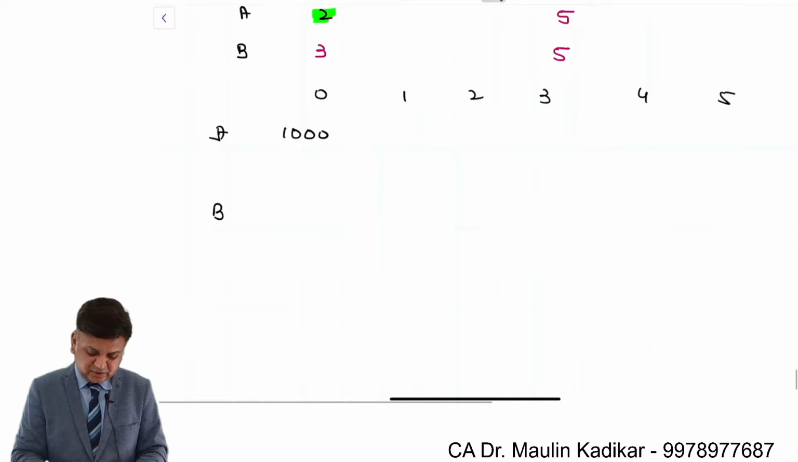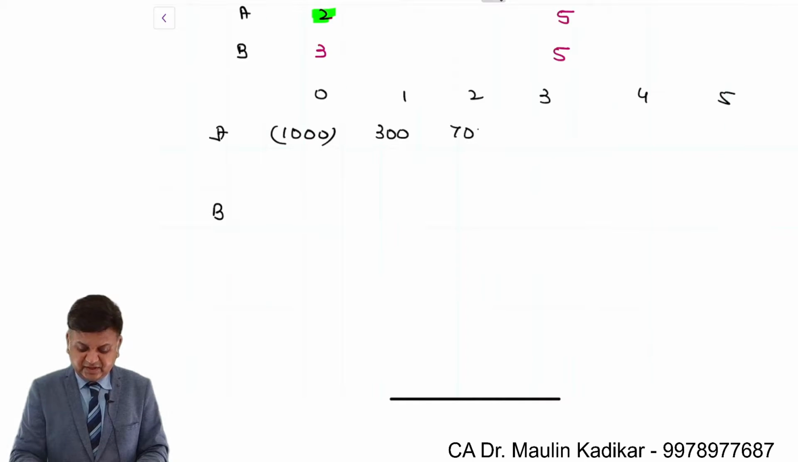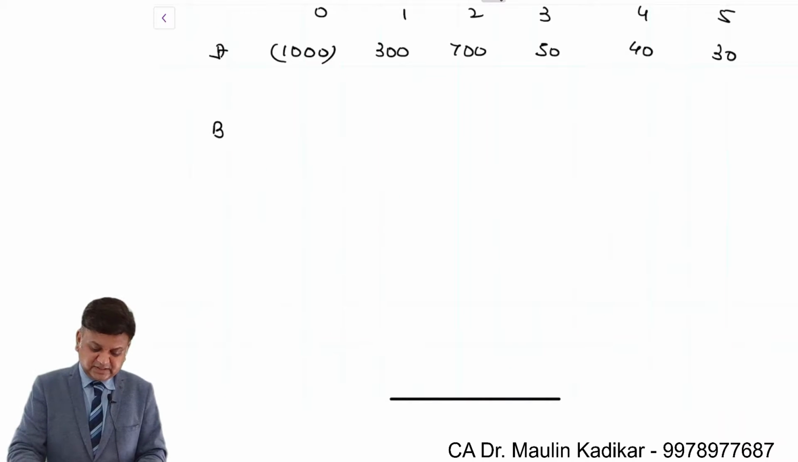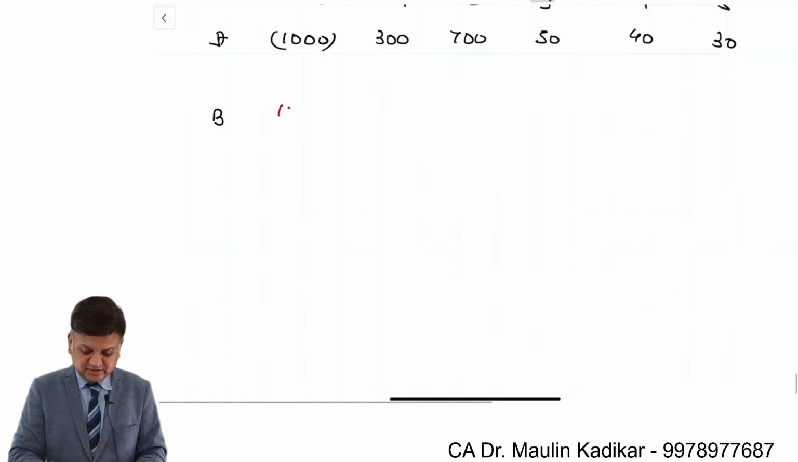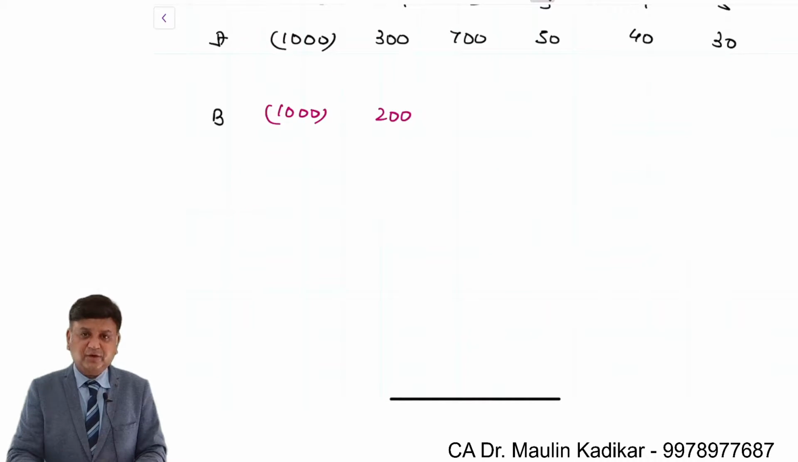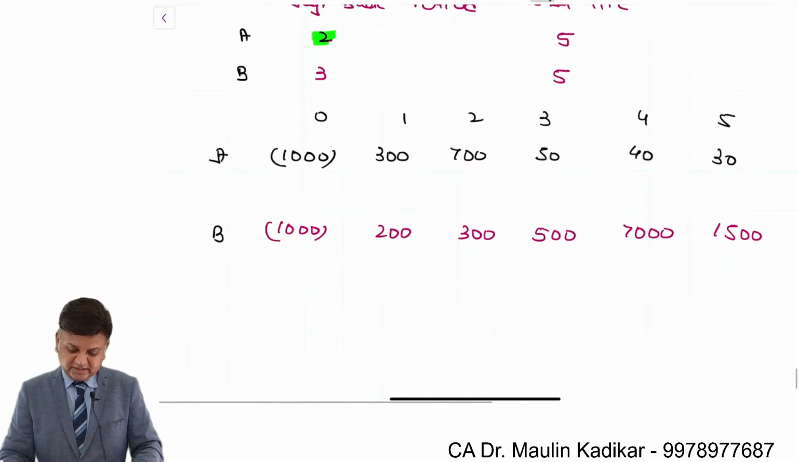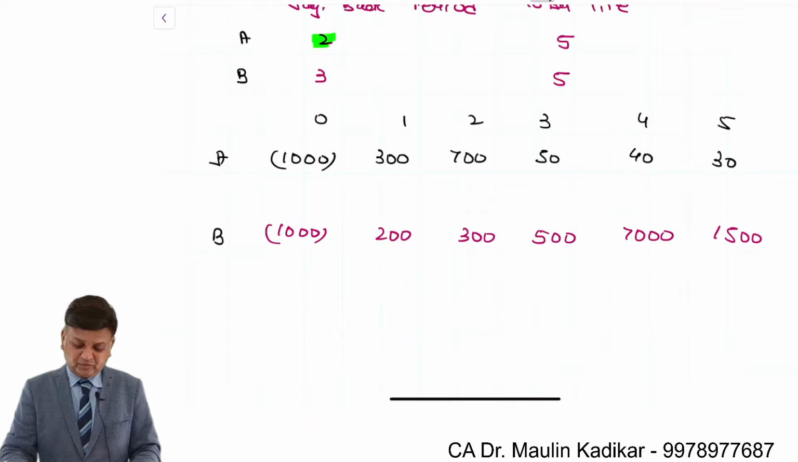Amount of investment is 1000. Cash inflow is 300, 700. And then let us say that the cash inflow is 50, 40 and 30. Project B for Baroda is having, let us say, the cash flows like this. Investment is 1000. Inflow is 200, 300, 500, 700 and 1500. Suppose the cash flows are like this.